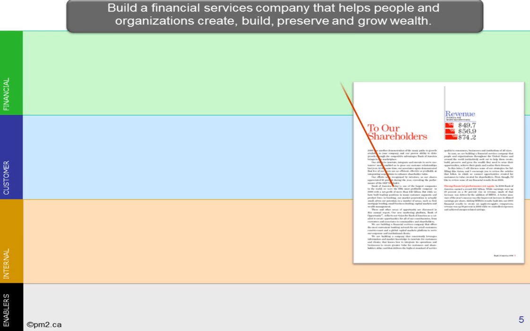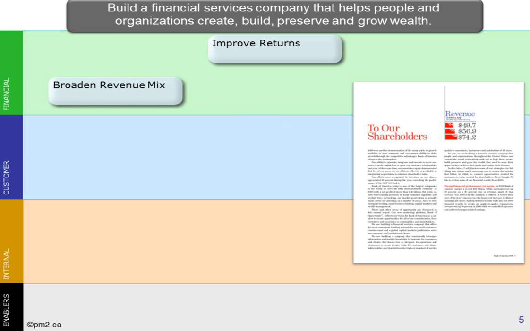For example, one objective he describes is improving our financial returns. Well, that's going to go into the financial perspective. A second thing he outlined was broadening our revenue mix. Again, another financial statement. In here I found that he talked about the customers, and in particular Bank of America's challenge and desire to help solve their customers' financial needs.